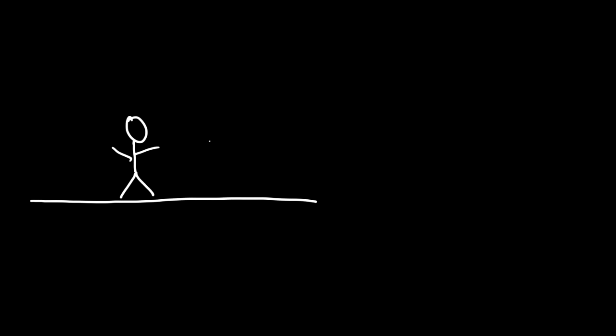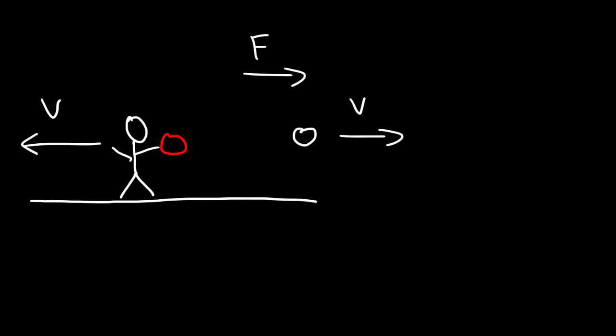To illustrate it, imagine you're ice skating and you're holding a ball. What's going to happen if you throw the ball to the right? You're going to move towards the left. The force that you exert on the ball exerts the same force on you. So in order to move in one direction, you need to throw an object in the other direction.